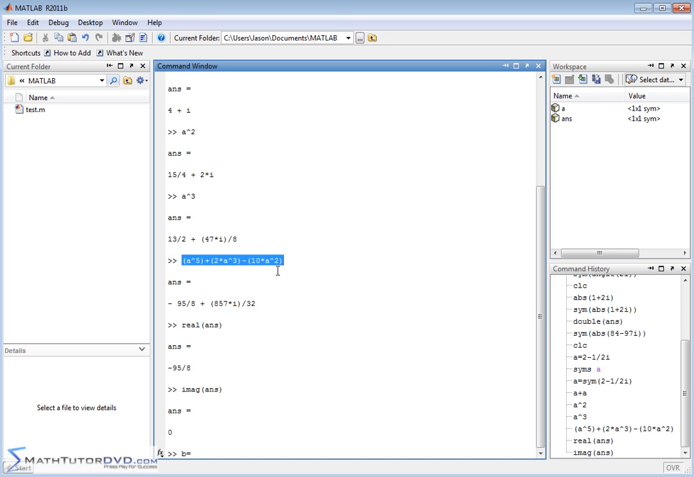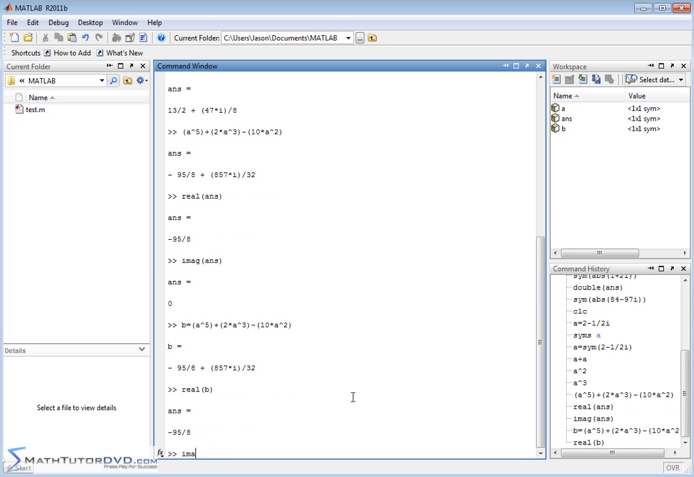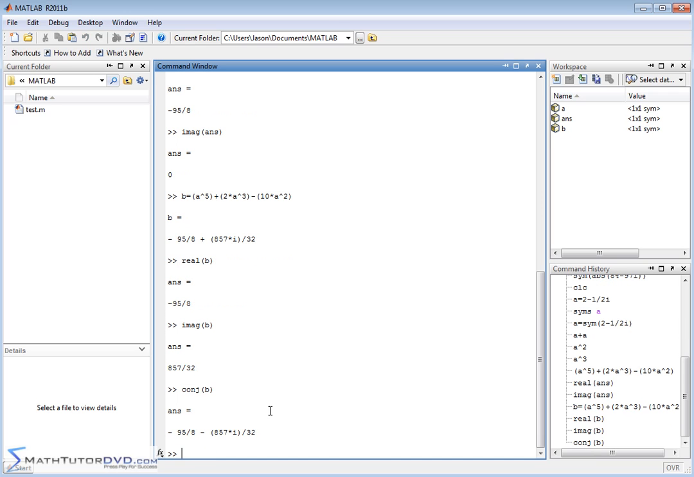So I can just highlight this, copy, Control C, paste it down here. So variable b is now equal to the answer that I want to deal with. The real part of b is given by that. The imaginary part of b is given by 857 over 32. I can do things like take the conjugate of the answer b if I'd like, and it's going to treat it all. I noticed it put a minus there. That's the conjugate of what b was originally equal to with the plus sign there. It's going to treat it all exactly, and that's really what the Symbolic Math Toolbox is for.